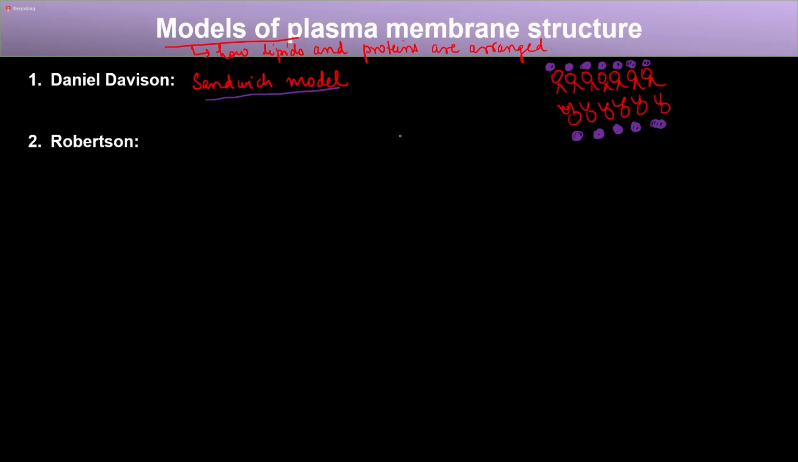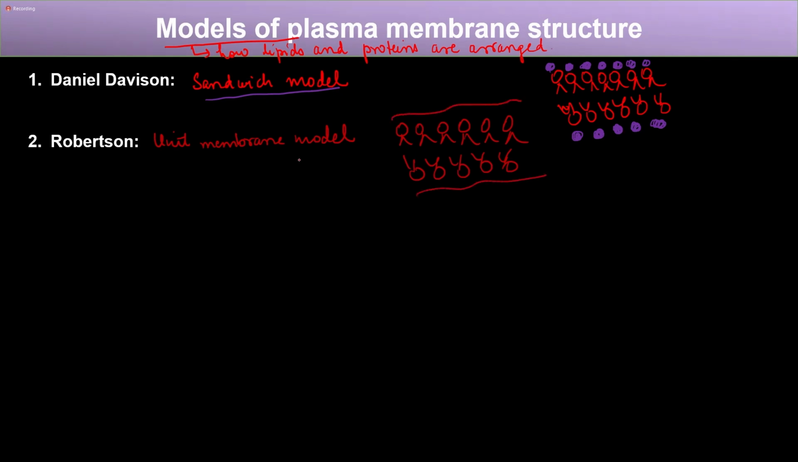Then came a second scientist, Robertson. He came with another model, called the unit membrane model. Now, what was the unit membrane model? According to him, again, it is a lipid bilayer, so this thing was common. But in this case, he said that the protein molecules float around this lipid bilayer, and they call this model the unit membrane model.